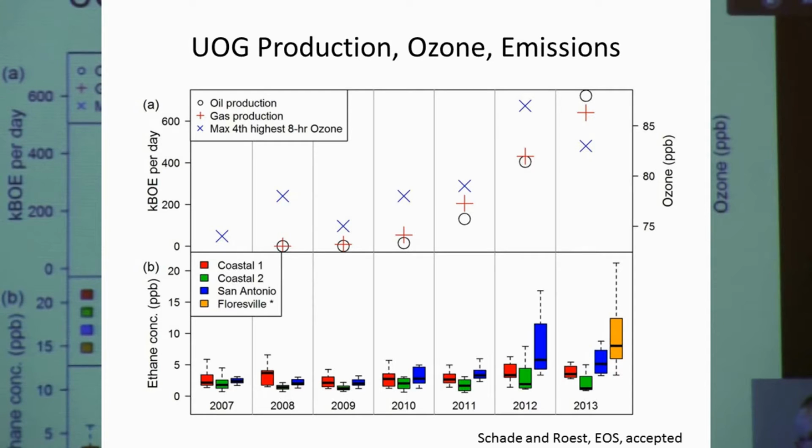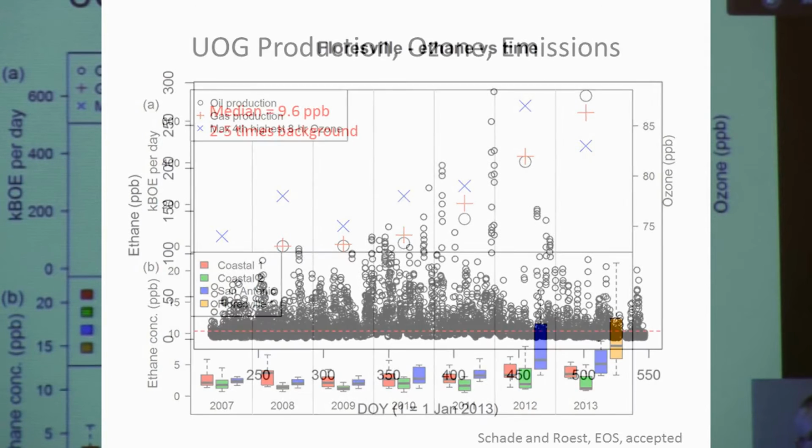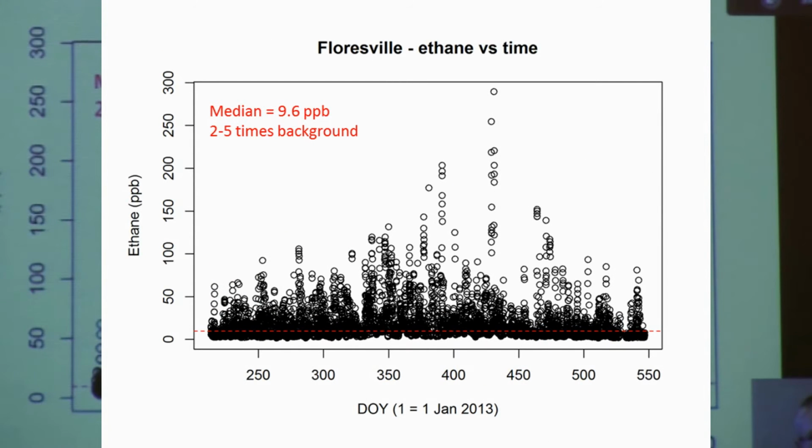So we have established through this graph that ethane concentrations in San Antonio, or more generally downwind of the shale, have been increasing very substantially by about a factor of 3 since 2007. When you look a little bit closer at Floresville data, there are several things that stand out. So this is the complete time series that we have analyzed here.